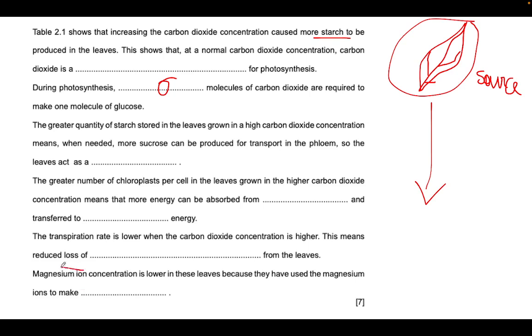But if I talk about magnesium ion, guys, what comes in your mind? We saw 2 minerals, magnesium ions. We saw that they are needed to make chlorophyll to prevent the leaf from having chlorosis, which is turning it into yellow. And we saw that here the plant will turn into yellow because you have no chlorophyll. And if you don't have chlorophyll, there will be less food produced. Then this plant won't grow. Means magnesium ion concentration is lower in those leaves because they have used the magnesium ions to make chlorophyll. I think that's clear because that's the only thing that magnesium is there for.